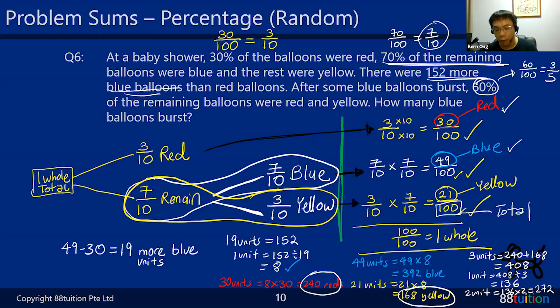But in the beginning got what? 392. Then in the beginning got 392. At the end got 272. That means some balloon burst, right? Yes. So the last step, can I do it on top here? I'm sorry, no space. All right, let me draw arrow.